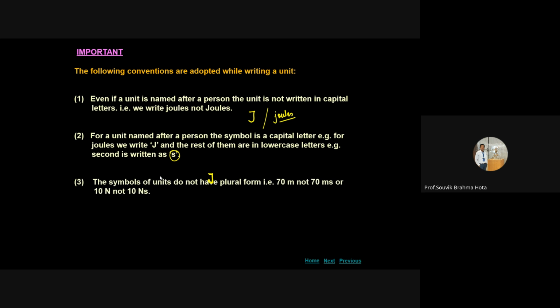The symbol of a unit does not have a plural form. Like if you write 70 meter, it is 70 m only, not 70 ms, meters, or newtons. Okay, not like that. Punctuation marks are not written after the unit. Like if 100 cc or 1000 cc, so only like this, not c full stop c full stop like this.